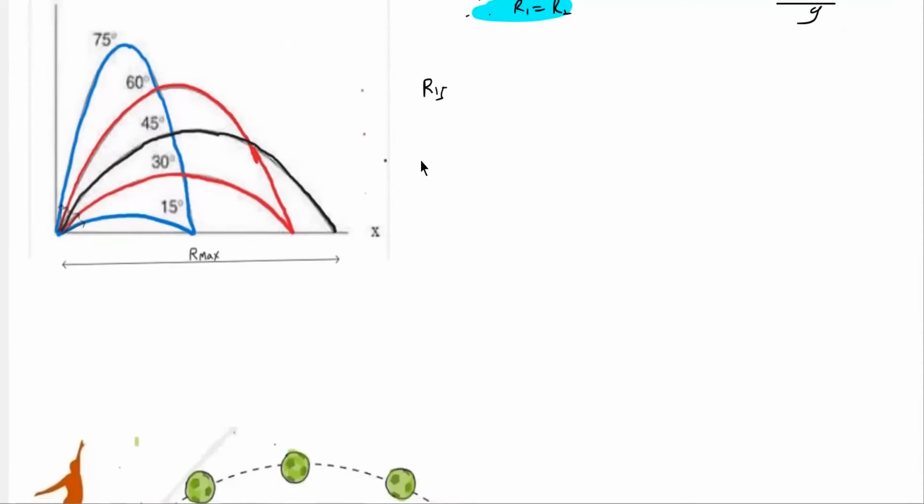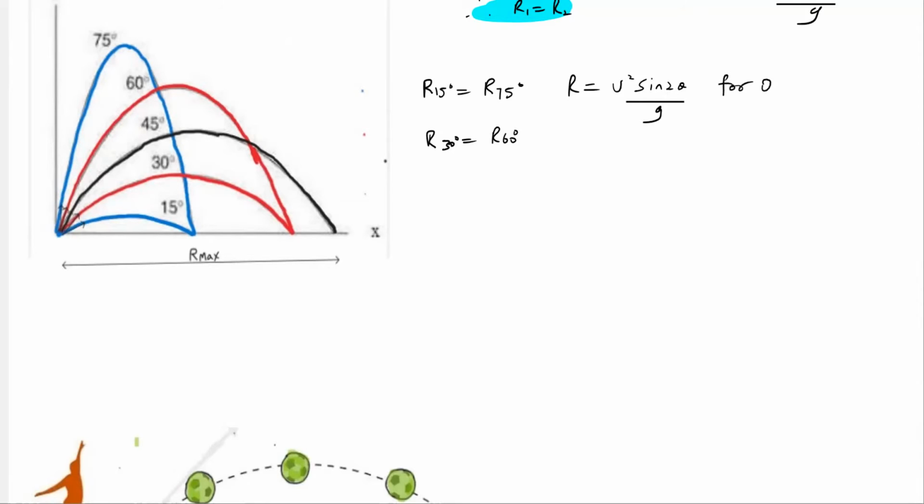So for complementary angles, what is the basic condition? The range will be equal. And what about the height and time of flight? They will be different. Okay, we'll have one example itself.